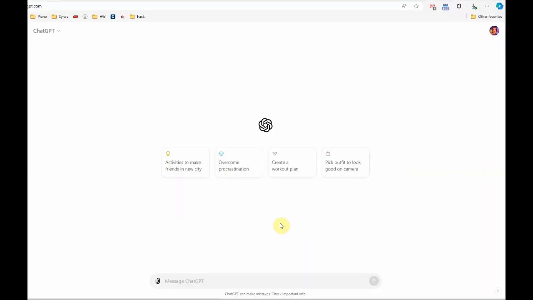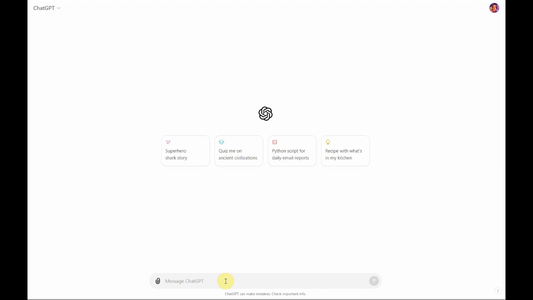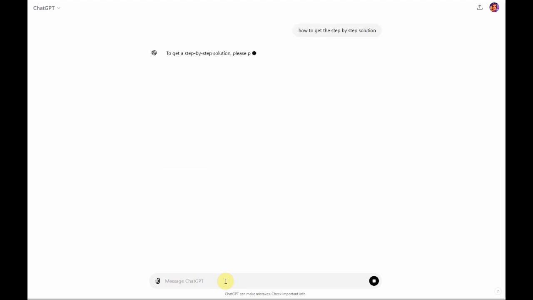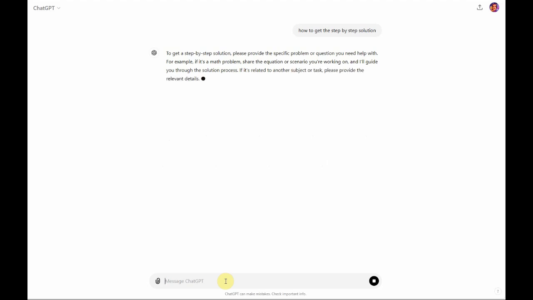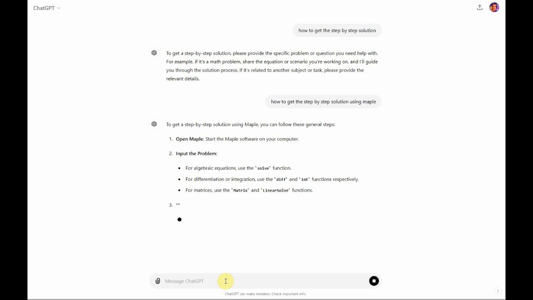So let's try our next course of action, ChatGPT, and ask a question like how to get the step-by-step solution. But if we ask a general question such as this, then the response is going to be very general. It's not going to be related to Maple because it doesn't know that we're talking about Maple in this context. So we would have to change the question to something like how to get the step-by-step solution using Maple. And now we should be able to get a more rich response back from the LLM.